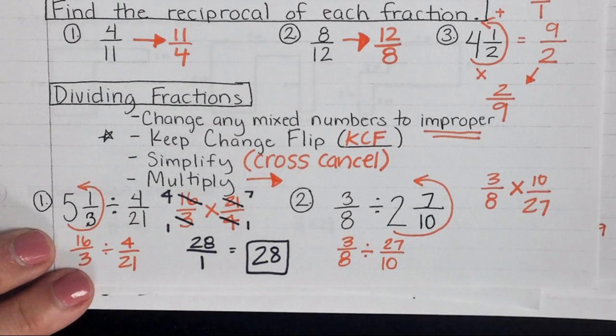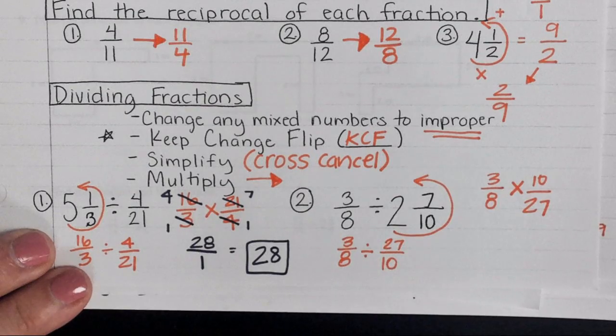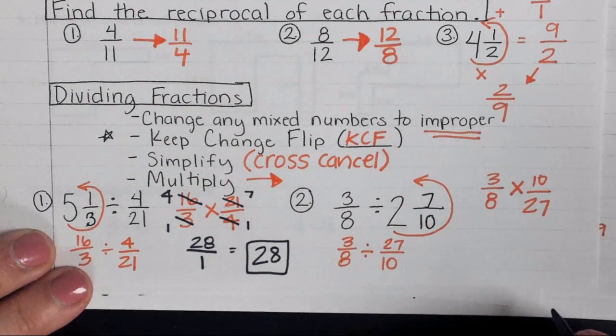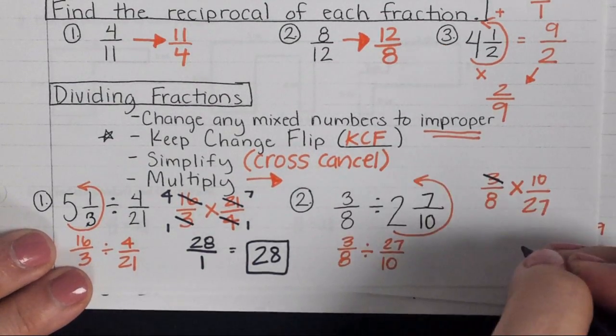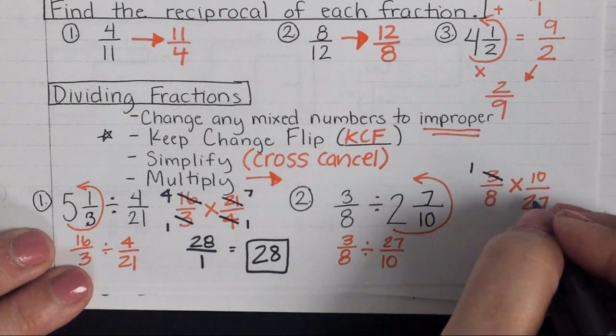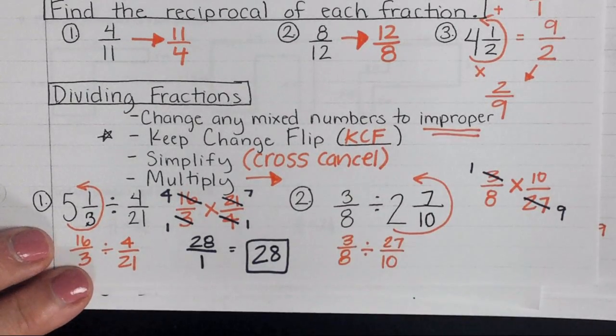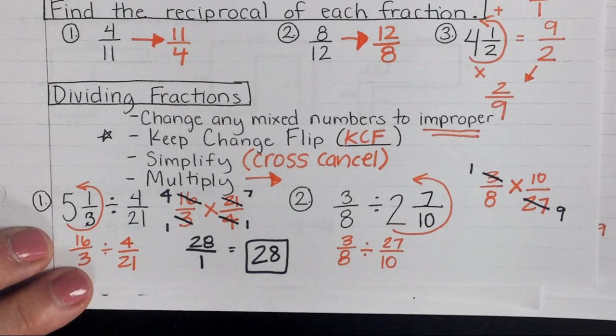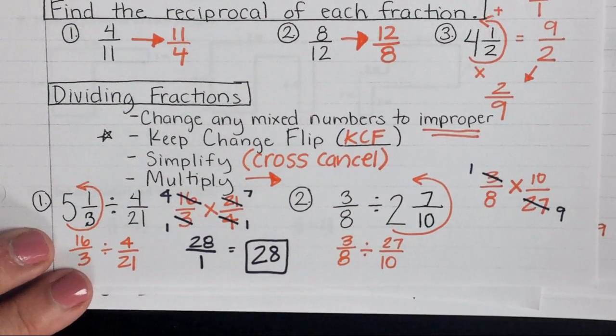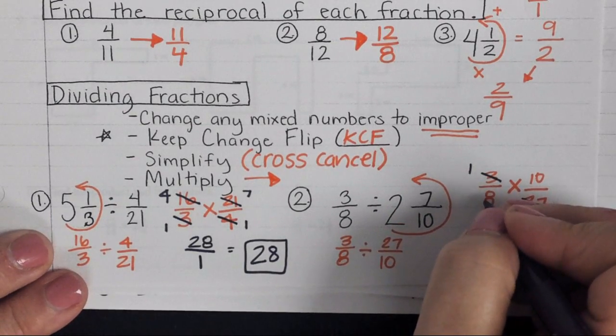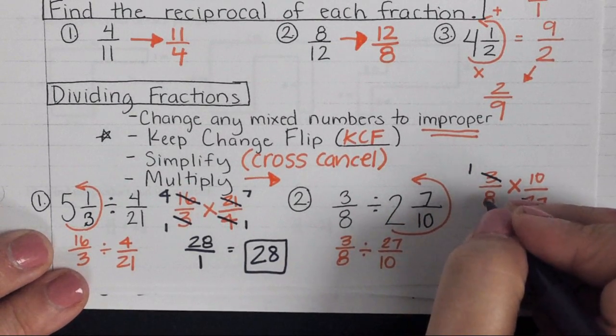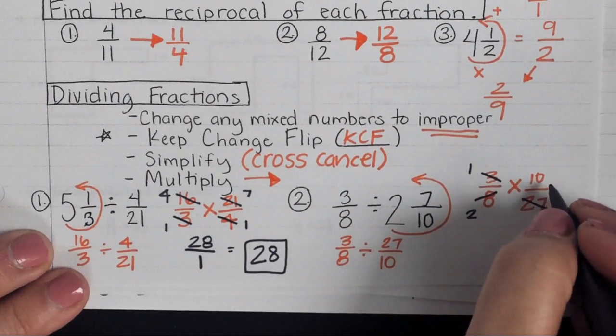Okay. Is there anything there I can cross cancel? Which one? 3 and 27. So what will go into both 3 and 27? Careful. Back it up just a second. All right, so 3 will go into both. 3 goes into 3 one time. 3 goes into 27, 9. Awesome. What about 8 and 10? 2, because 4 is a good thought, but 4 can't go into 10. So 4 can go into 8 how many times? 2 times.